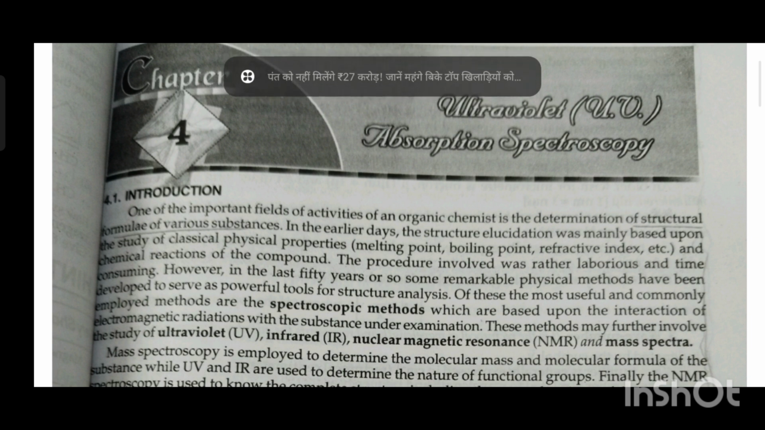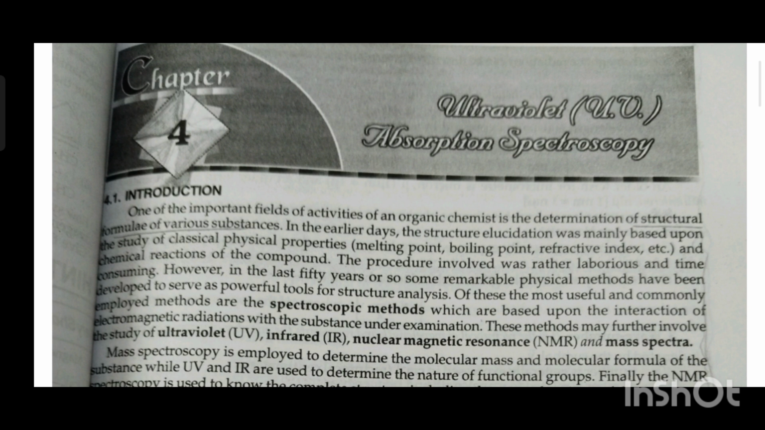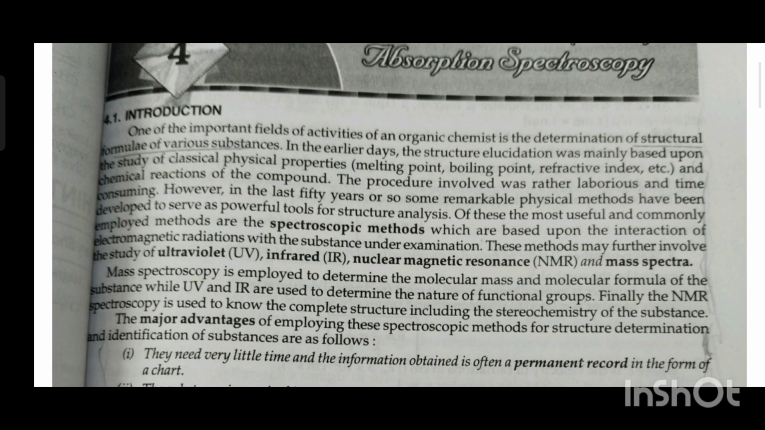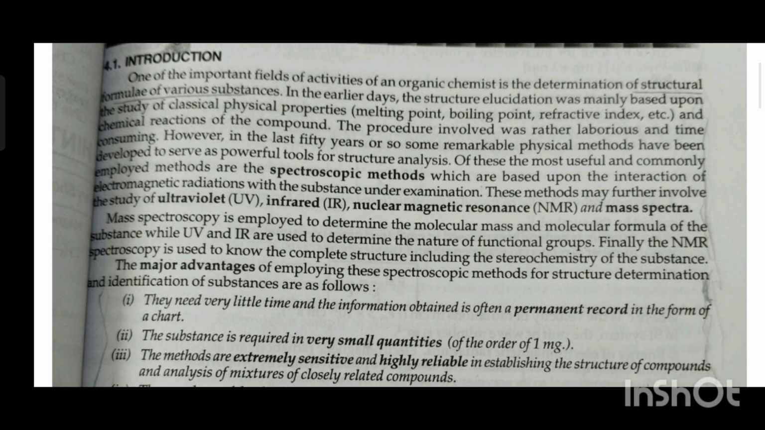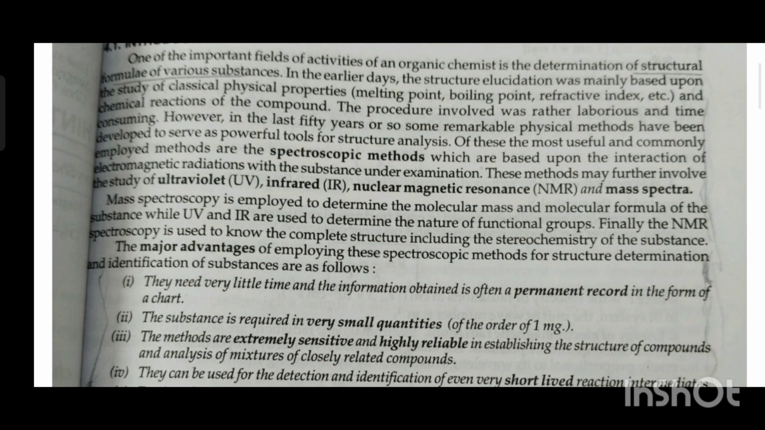These methods involve the study of ultraviolet (UV), infrared (IR), nuclear magnetic resonance (NMR), and mass spectra. Mass spectroscopy is employed to determine the molecular mass and molecular formula of the substance, while UV and IR are used to determine the nature of functional groups. Finally, NMR spectroscopy is used to know the complete structure, including the stereochemistry of a substance.